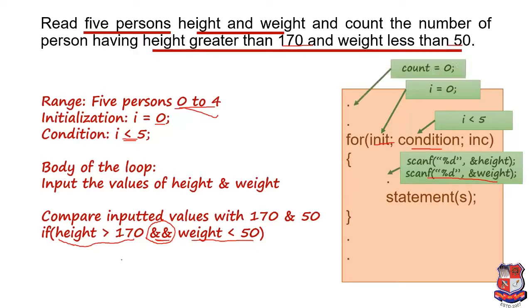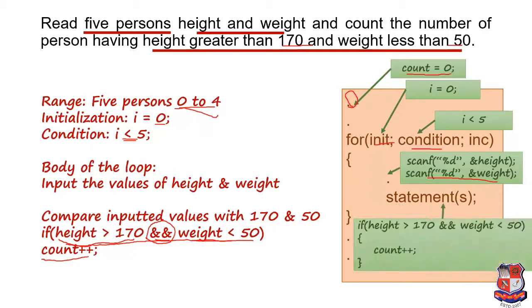If this condition is true, then we have to increase the count. For that I am taking a count variable and initializing it with 0. Now I am increasing the value of count by 1, that's why I am using count plus plus. This if statement and its body we will write inside the loop body.